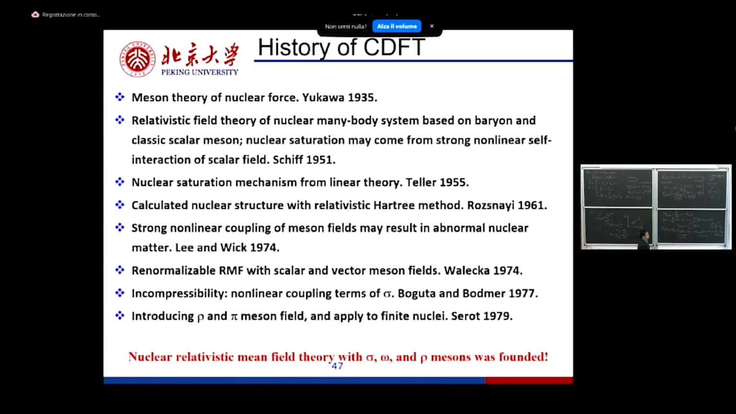And then the milestone in this approach is Walecka in 1974. He introduced the normalized relativistic mean field with scalar and vector meson fields. This is more or less what we normally use nowadays for the relativistic mean field.